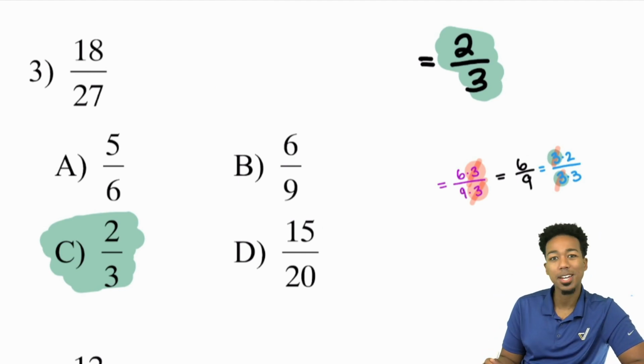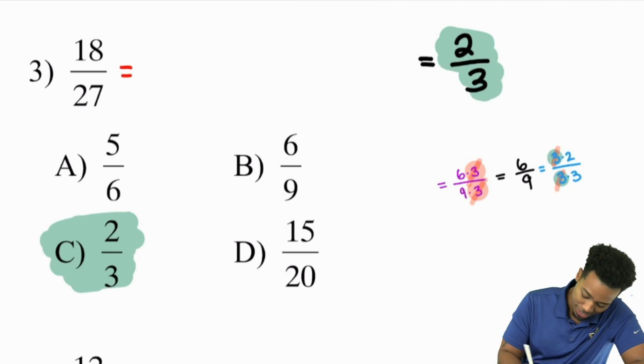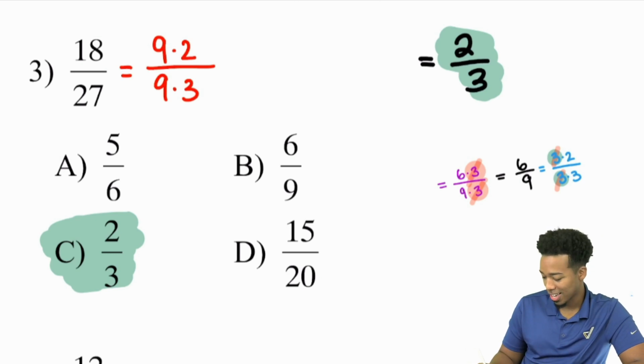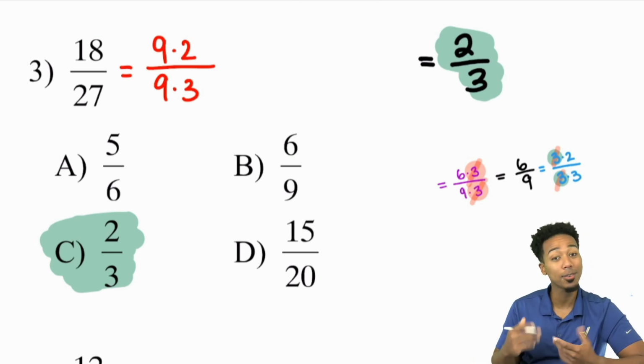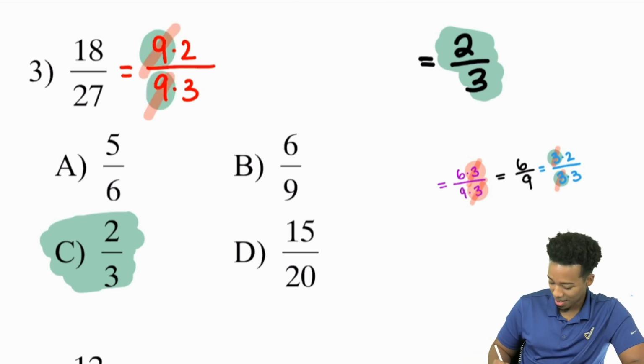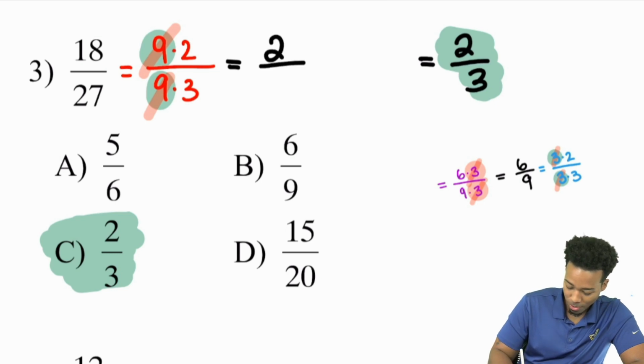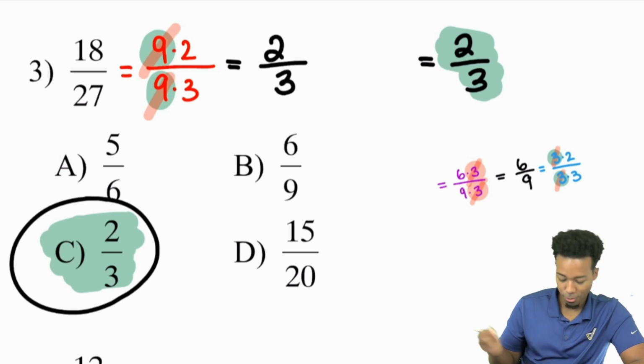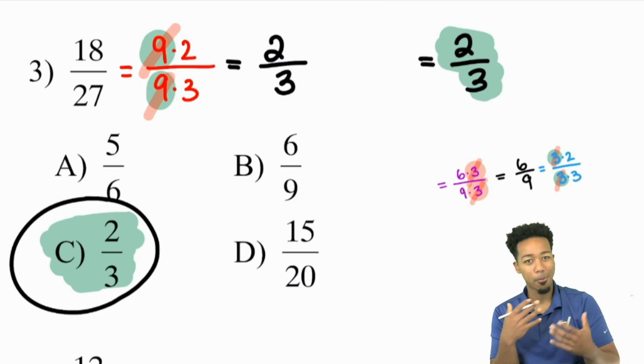The biggest number that goes into both 18 and 27 is 9. 18 is 9 times 2. 27 is 9 times 3. And so if you check this out, look at how cool this can be. Look at how quick we can do this, because 9 and 9, those are going to cancel out. And bam, we are left immediately with 2 over 3. And there's our answer.